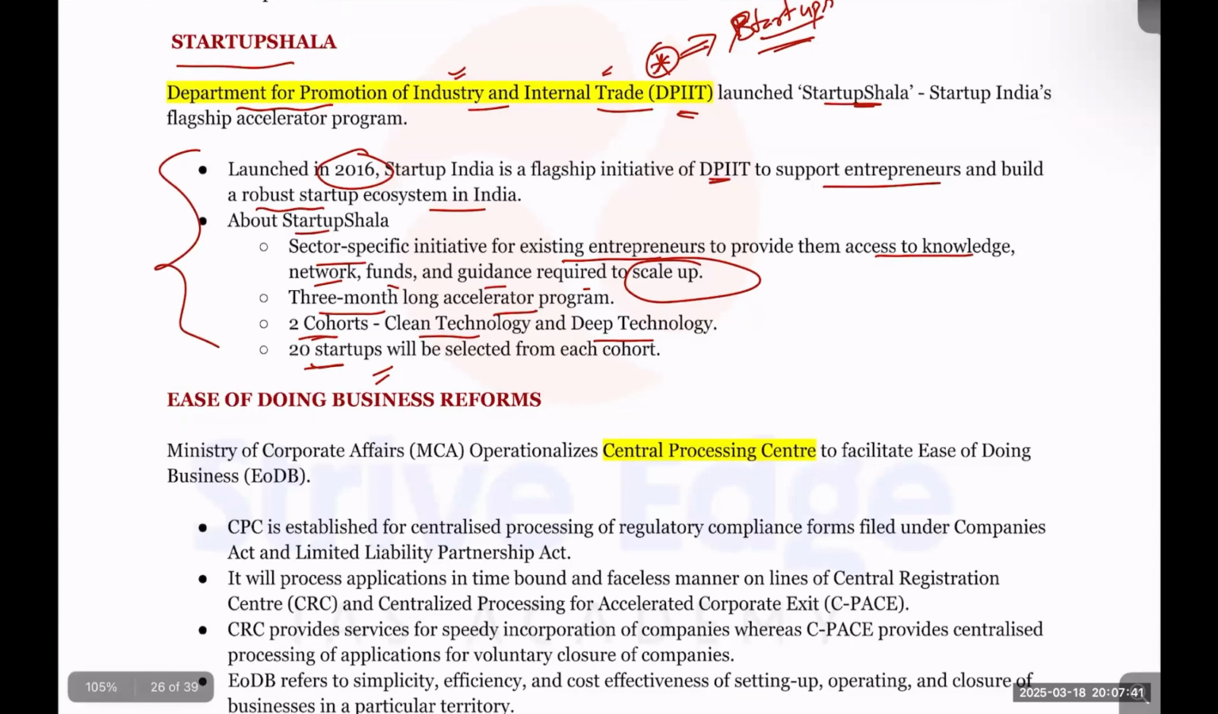So for Startup Shala, you should remember who is the implementing agency, who is the launching agency, right? And what they want to achieve through this initiative. Only these are the two things that you should talk about or remember, right?